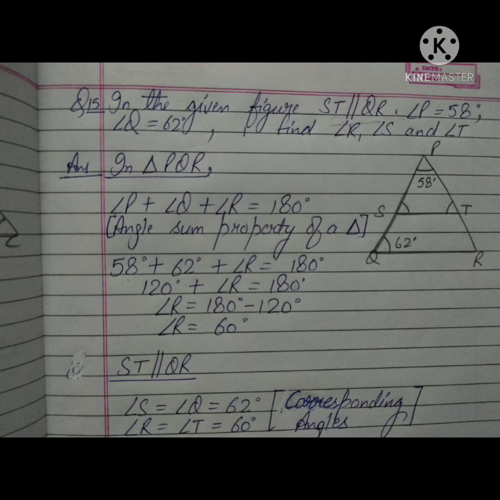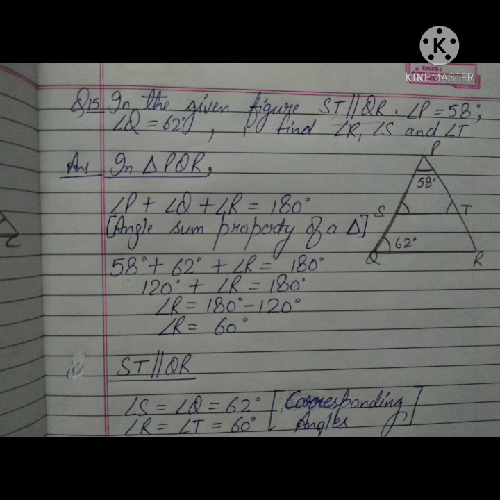In question number 15, in the given figure, ST is parallel to QR, angle P is 58 degrees, and angle Q is 62 degrees. Find angle R, angle S and angle T. First of all, in triangle PQR, angle P plus angle Q plus angle R is equal to 180 degrees, the angle sum property of a triangle.